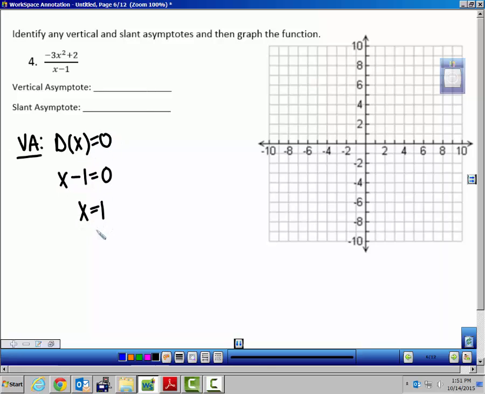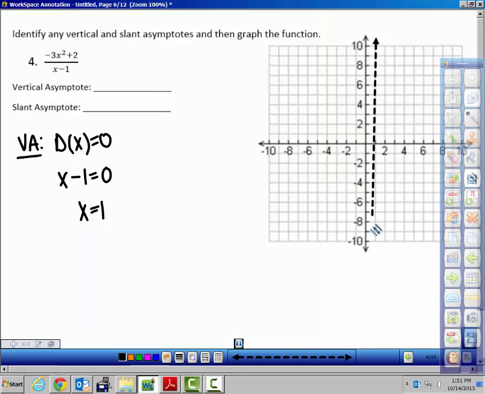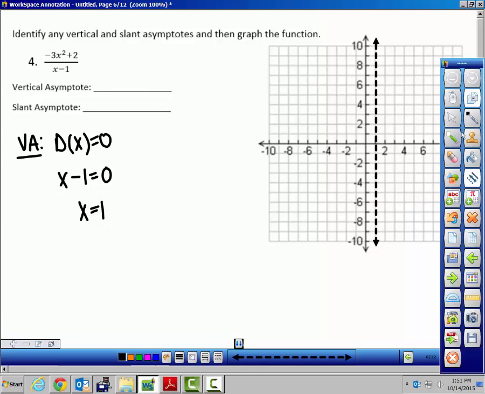So you get +1. So go ahead and draw that on your graph. Some of you are forgetting to draw your asymptotes as dotted lines. So you have a vertical asymptote through the x value of 1. And label that. So this is my vertical asymptote at x equals 1.